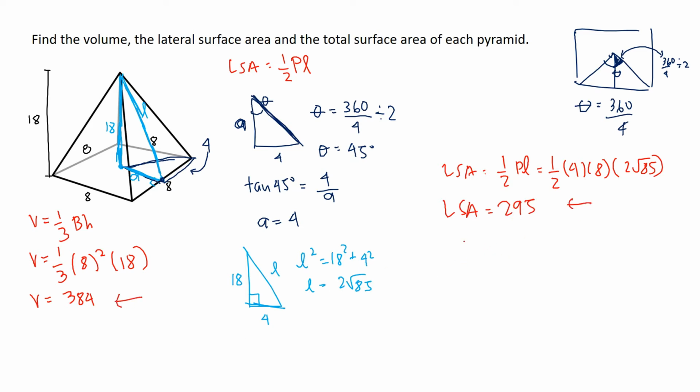Last is the total surface area, which is just the lateral surface area plus the area of the base. Right? The lateral surface area is 295. How much is the area of the base? It's a square, so side squared, 8 squared. Solving for that, how much is your total surface area? That is 359. Those are the answers for this problem. Hopefully you get it.